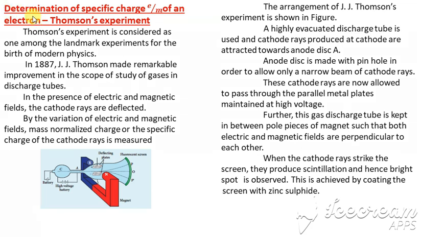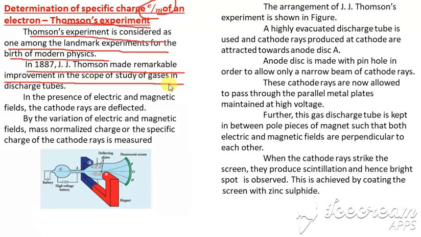Next, we are going to see the determination of the specific charge e/m of the electron, and that is through Thomson's method. This Thomson experiment is considered one of the landmark experiments for the birth of modern physics. In 1887, J.J. Thomson made a remarkable improvement in the scope of the study of gases in discharge tubes. In the discharge tube, he studied how the charge of the electron can be determined.